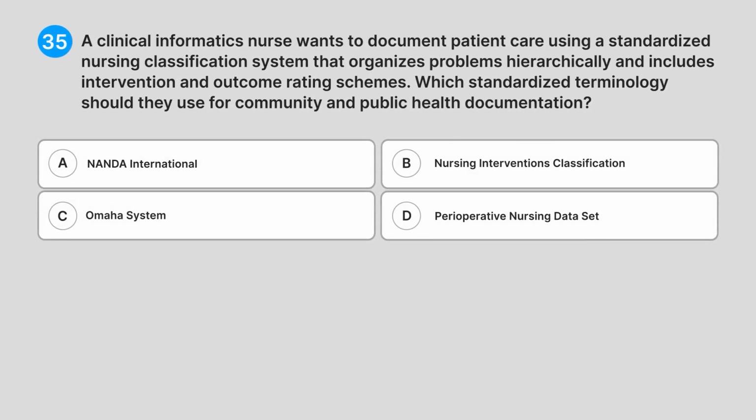35. A clinical informatics nurse wants to document patient care using a standardized nursing classification system that organizes problems hierarchically and includes intervention and outcome rating schemes. Which standardized terminology should they use for community and public health documentation? A. NANDA International. B. Nursing Interventions Classification. C. Omaha System. D. Perioperative Nursing Dataset.